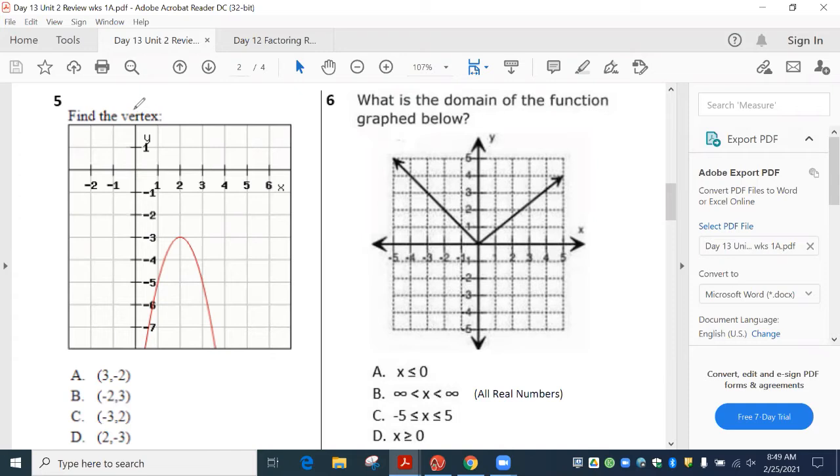All right, so the keyword right here is vertex. Vertex is the very top or the very bottom of our U-shaped graph. In this case, it's going to be the very top. These lines go on forever down here, so there is no end to the bottom, but I do have a very top. So put a dot right there.